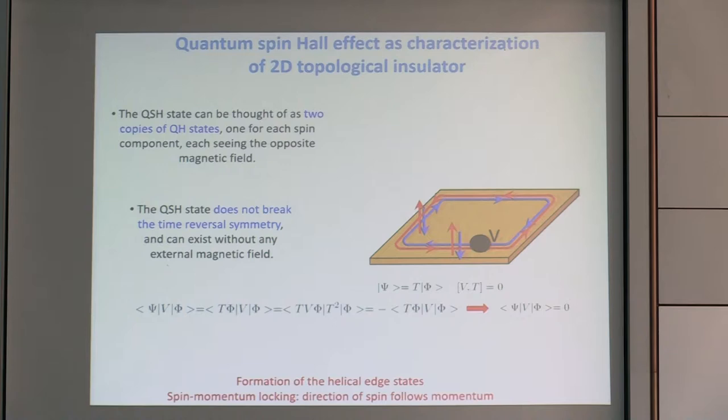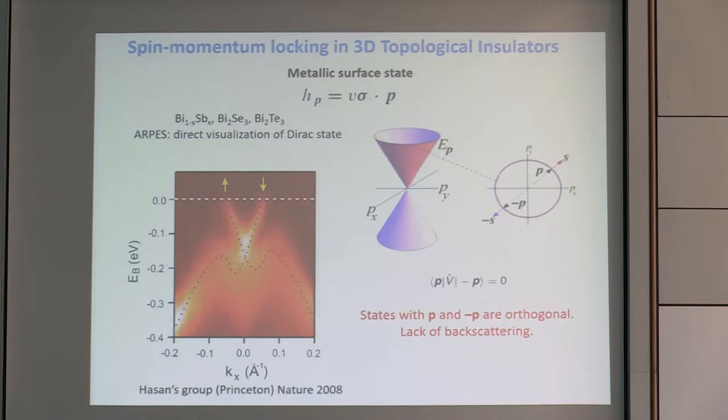This is exactly the property I'm showing here, which comes from the anti-unitarity of the time reversal operator. The same happens for the spin helicity of the surface state of a 3D topological insulator, where one has two-dimensional gapless surface states in which the spin and momentum are locked. Again, there is this lack of 180-degree backscattering between these two states.